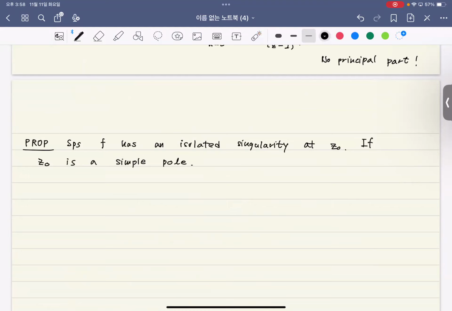In this case, the residue at this point of my function is... What do you think about this thing? Are you convinced?